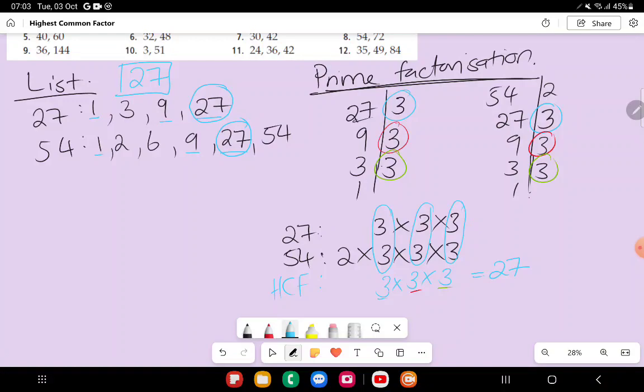So from here on out, I'm only going to use prime factorization because that's the one you're going to be examined on. But there are two ways of doing this. If you use the first way and they ask for prime factorization, you will lose marks.